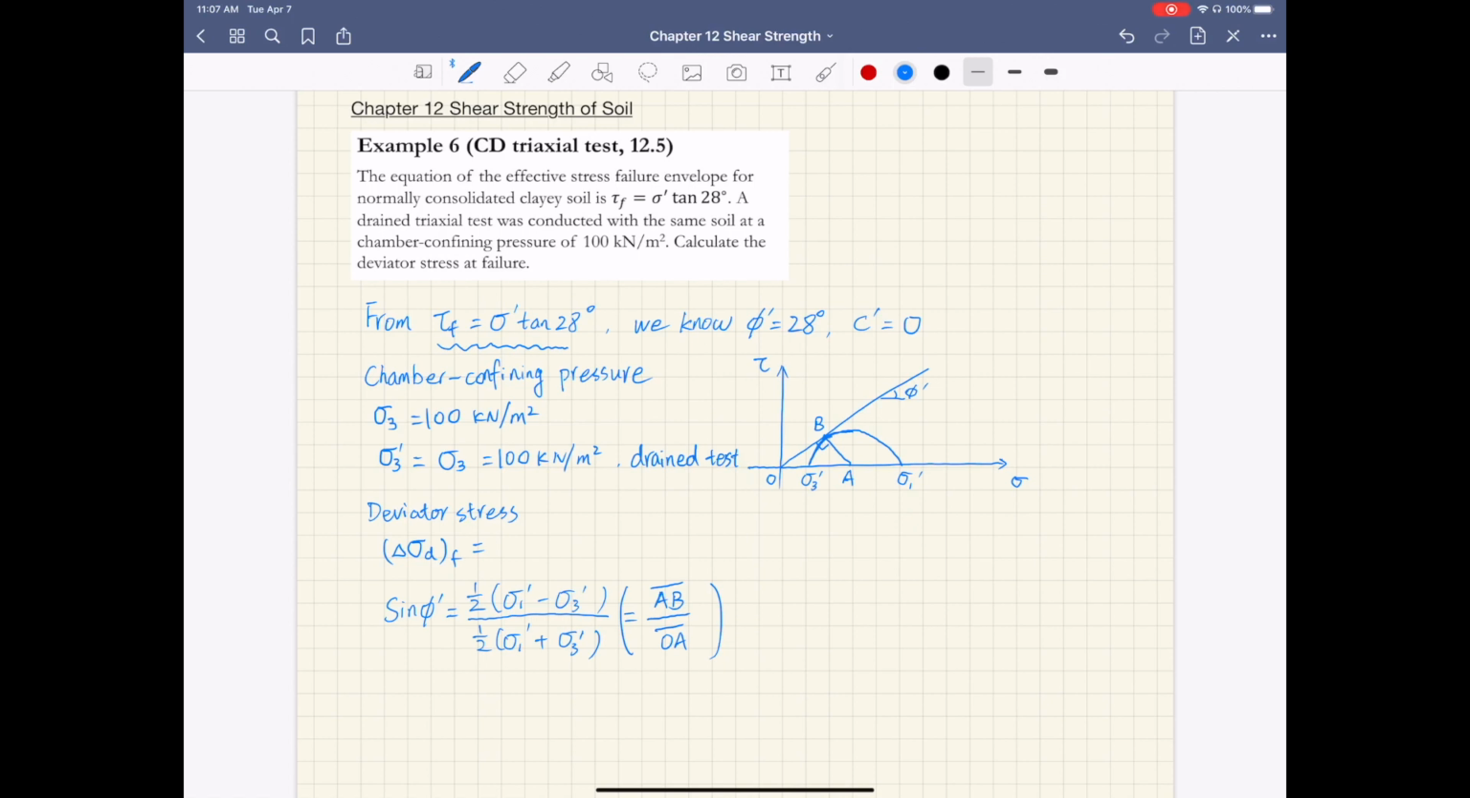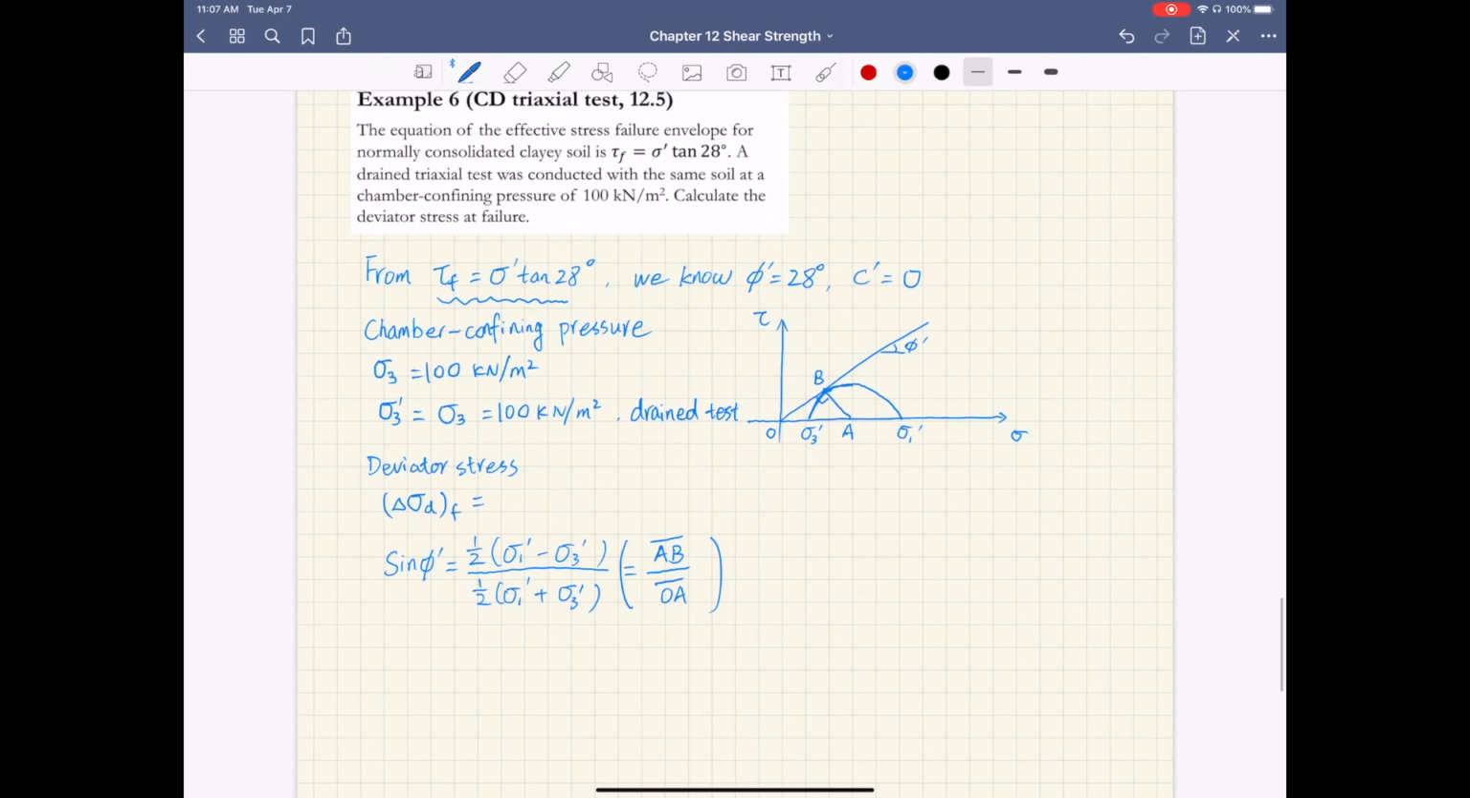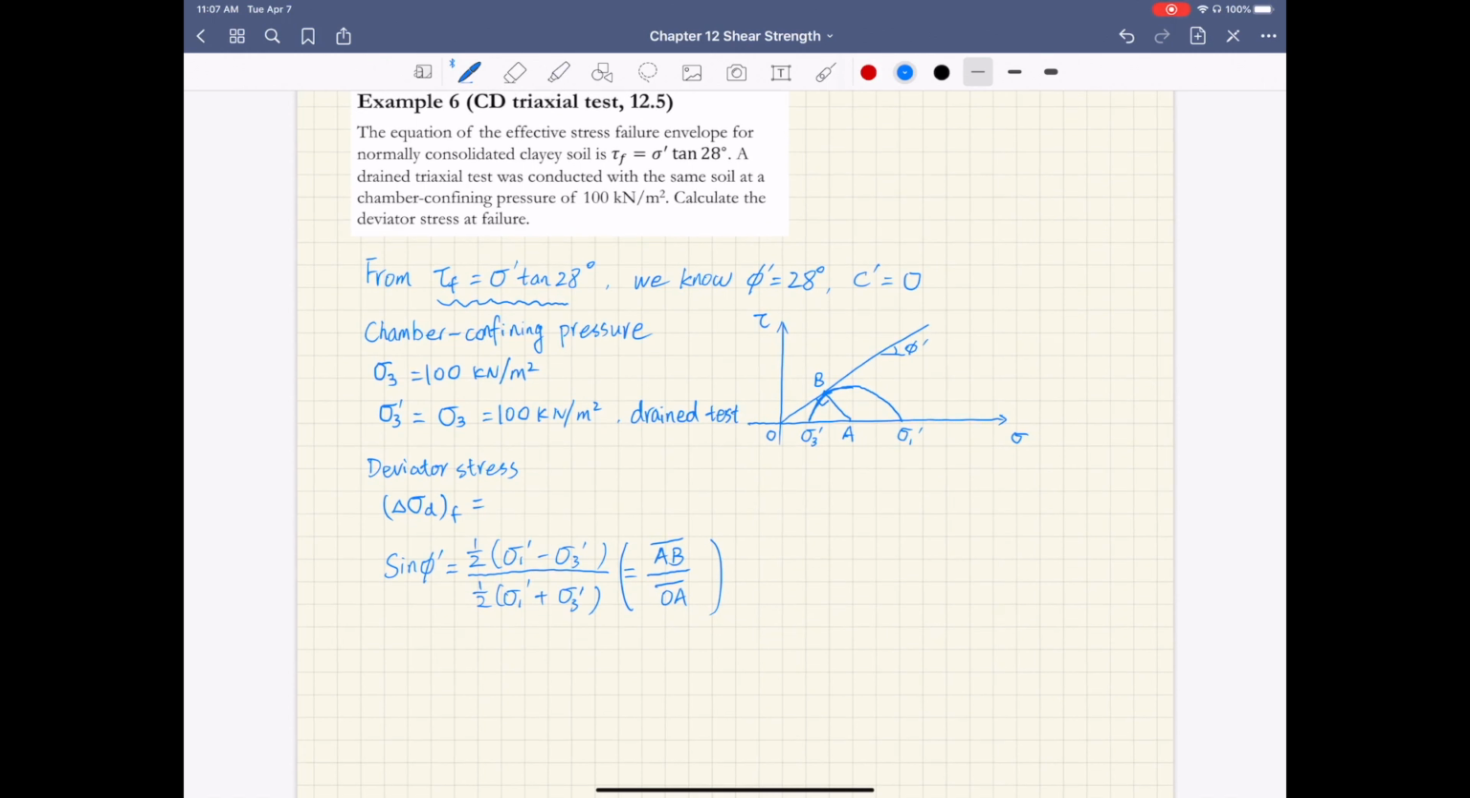And then you are asked to calculate the deviator stress at failure. The deviator stress, by definition, is the difference between major principal stress sigma 1 and minor principal stress sigma 3. And this is also equal to sigma 1 prime minus sigma 3 prime. So the key to get this deviator stress at failure is to find sigma 1 prime first.